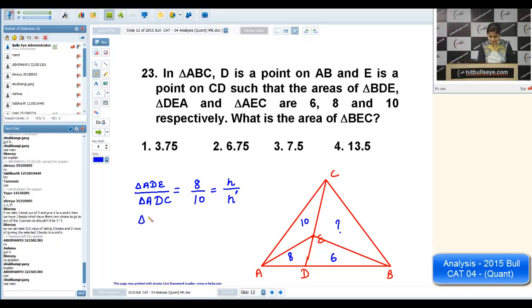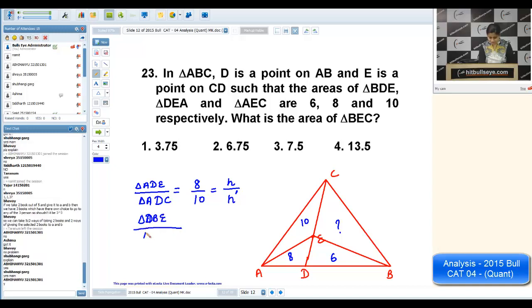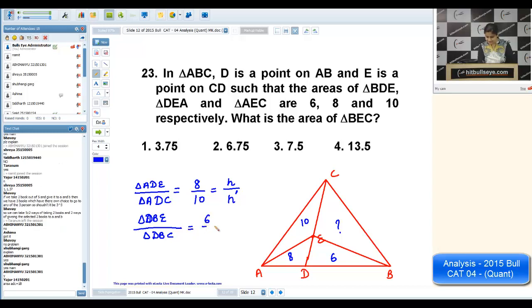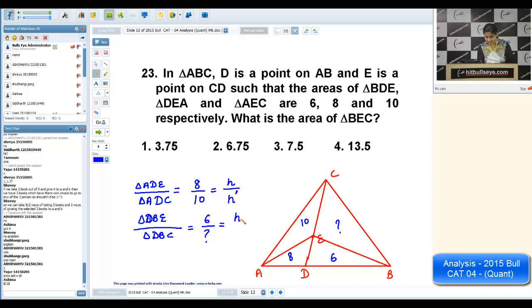Now I'm taking another section. Let me take DBE upon triangle DBC. This is 6 upon question mark plus 6, with the same logic, because both the triangles have the same base. It will be 8/18. Now you know the value of H upon H dash. You know the corresponding values. You can equate them. You will get the value of question mark. Is it okay? Abhimanyu and Shubhangi.